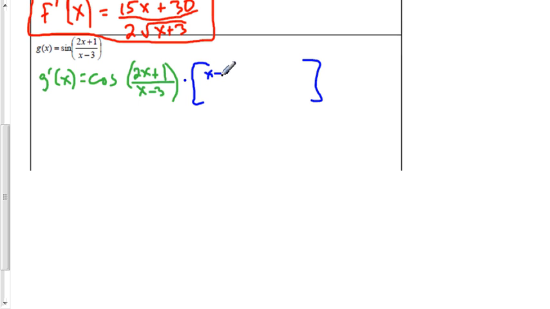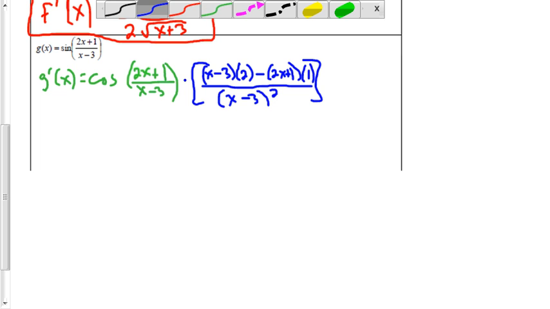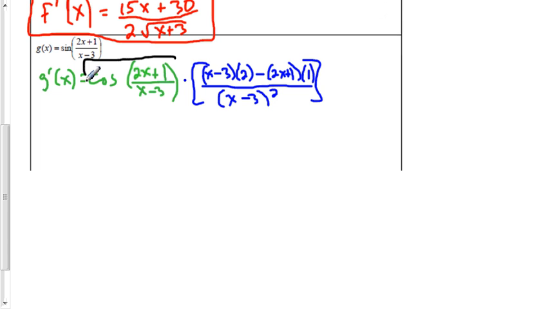So Lo d Hi: the lo is the denominator, times the derivative of the numerator, minus Hi d Lo, so 2x plus 1 times the derivative of the denominator, which is 1, all over Lo Lo, which will be (x minus 3) all squared. Okay, and let's simplify this part. This doesn't end up getting multiplied by the cosine, because that's the argument of the cosine. That's the angle of the cosine. So that kind of stays where it is.